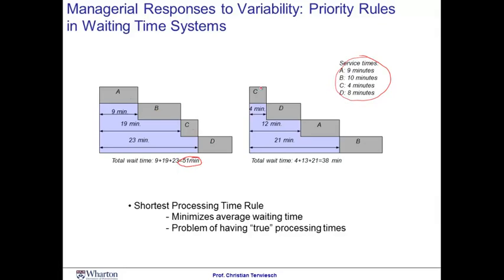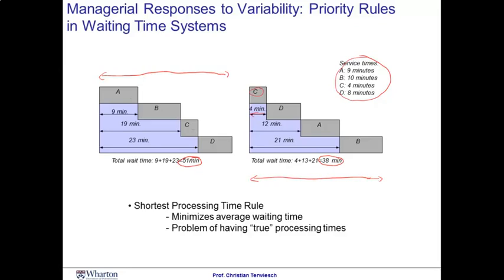I do the shortest processing time activity first, which makes me start with C. D then has only to wait 4 minutes. If I do this and I add up the waiting time across all activities, I have a total waiting time of 38 minutes. Now notice that, to state the obvious, I still have to do A, B, C, and D, and so the total time I'm going to spend and work on these tasks is going to be the same no matter what sequence.